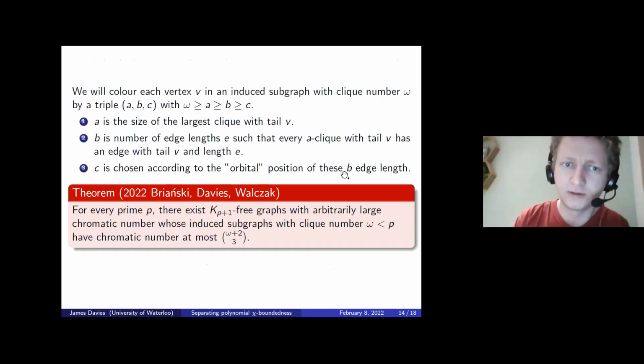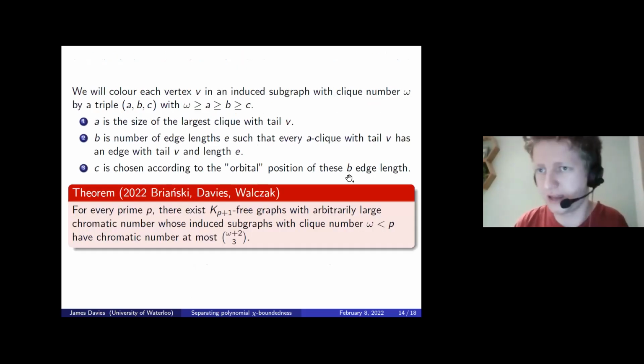So with that, we obtain our ABC coloring, and that's our omega plus 2, 2, 3 coloring in the prime case.